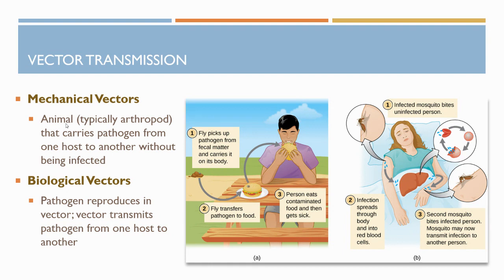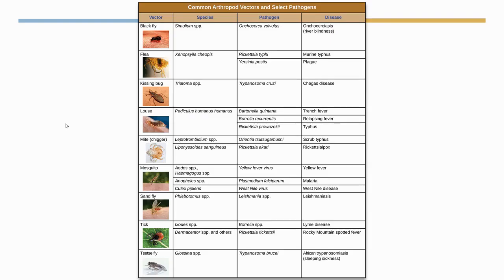Mechanical vectors are when they just carry the pathogen on the outside of their body and drop it off. So like a housefly picking up a pathogen on its feet when it lands and then moving on and landing on something else and leaving behind the pathogen. And there, we talked about many of these when we talked about the eukaryotes of microbiology as the species that carried the protists or the pathogens that we looked at. So black fly, fleas, kissing bugs, lice, mites, mosquitoes, sand flies, ticks, tsetse flies, and the diseases that they carry.